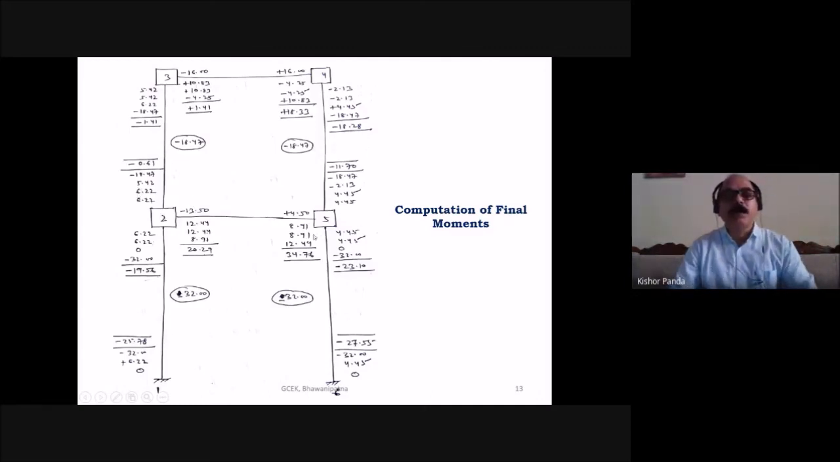Similarly, you have to put the direction of the moment. Afterwards, you can draw the bending moment diagram. Now we'll stop here. Once again, we'll discuss the direction and the final bending moment diagram in the next class.